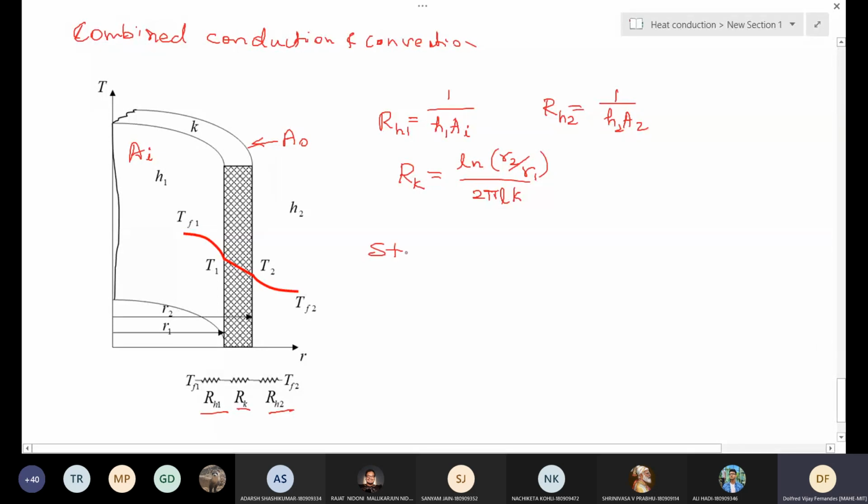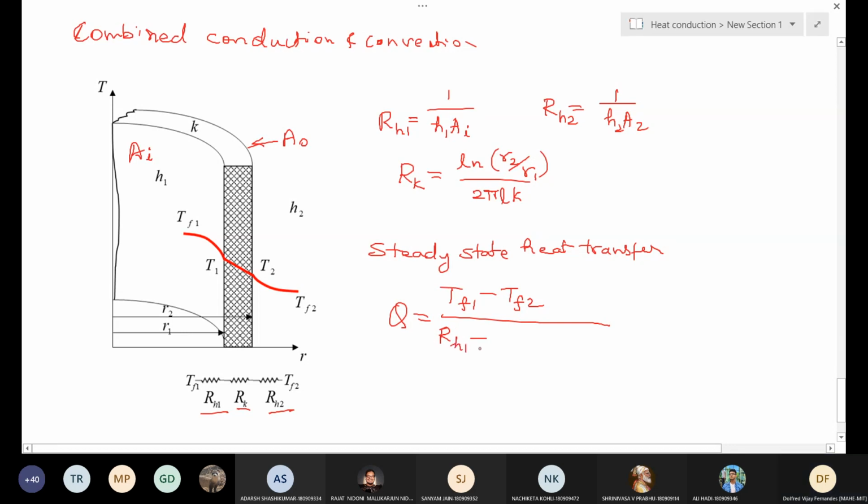So the steady state heat transfer Q is equal to, the process is same. Q convection is equal to h1 Ai delta T, that is Tf1 minus T1, and similarly for conduction and again convection. So finally you will get Tf1 minus Tf2 divided by three resistances, that is R_h1 plus R_k plus R_h2.